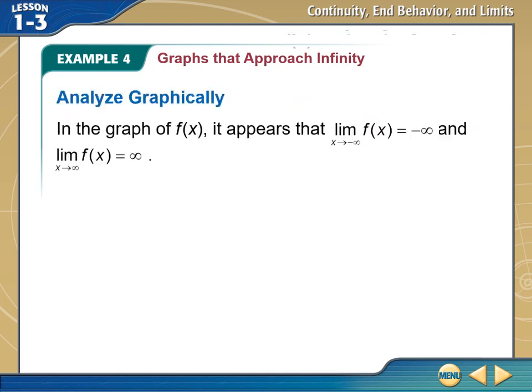So we come to analyzing the graph. In the graph of f of x, it appears that the limit as x approaches negative infinity, as x goes to the left forever, f of x was going down forever, so we express that with negative infinity, and the limit as x approaches infinity, y was going upwards forever, so this is infinity. So your answers are basically the y. What is happening to the y as x approaches right forever or left forever?